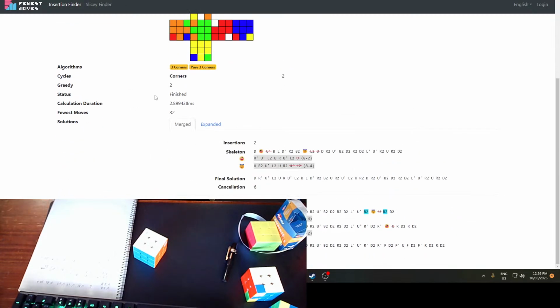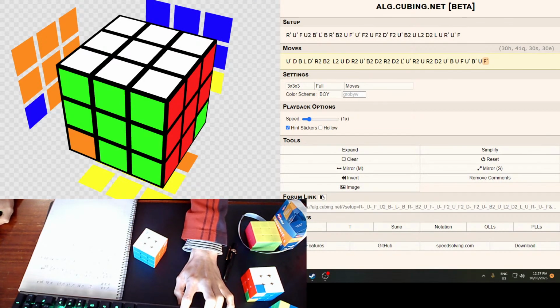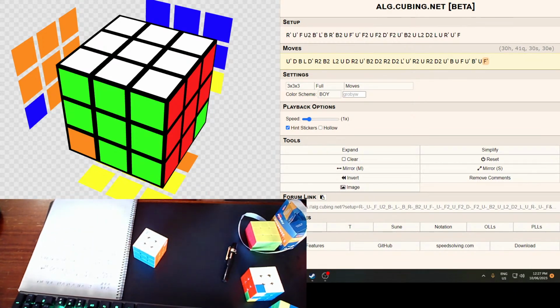Optimal was 32 from that skeleton. And I found a 34, which I'm actually pretty happy with. Now, I just post it to Fultian in the Discord, since he got a 35.